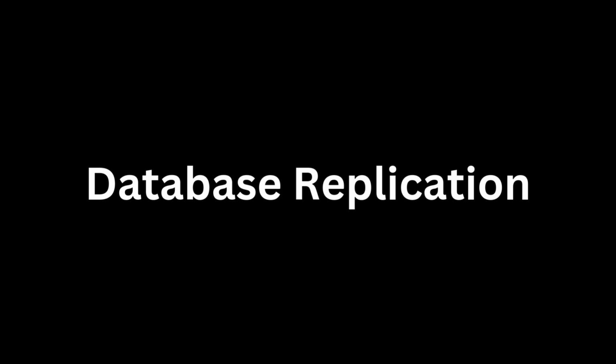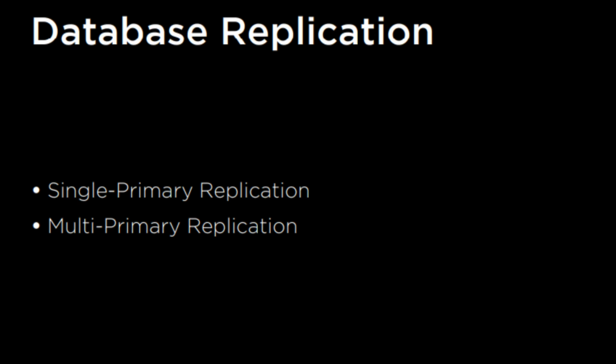Okay, so now let's see how we can replicate the information, like the user's data, in the databases. Basically there are two types. One is single primary replication, where we replicate the databases from one database where we write and read, and then update the other databases based on that. That is known as single primary replication. And multi primary replication is where other databases also read and write, and then update based on that.